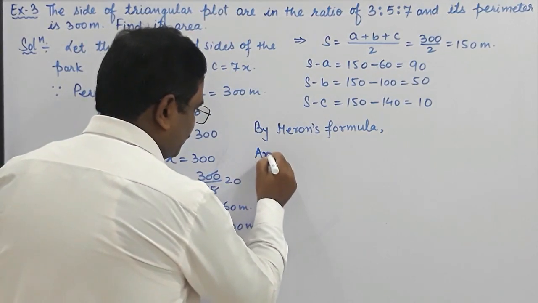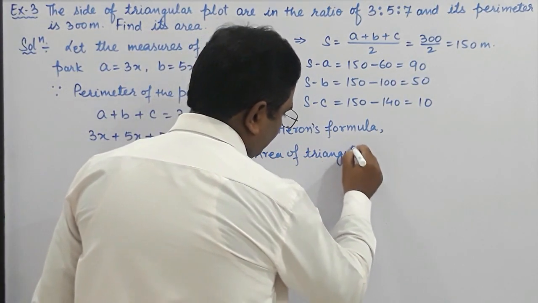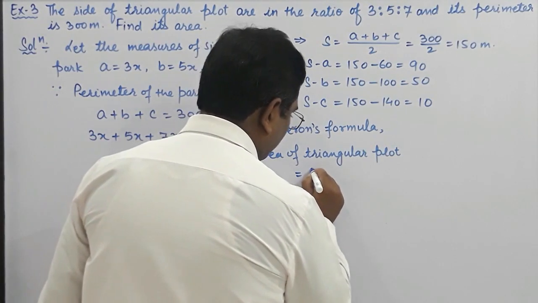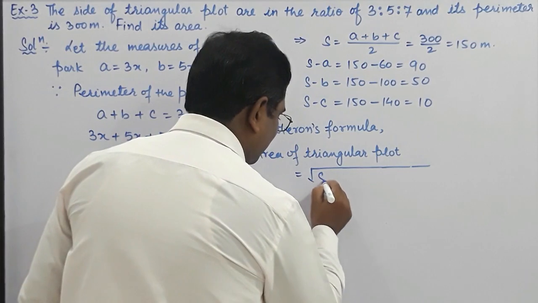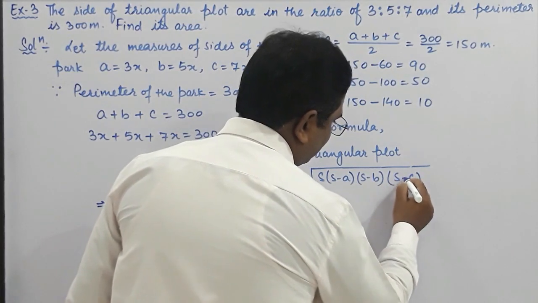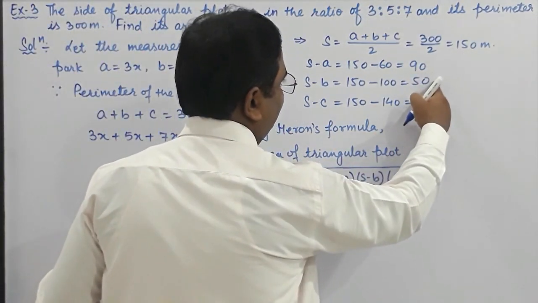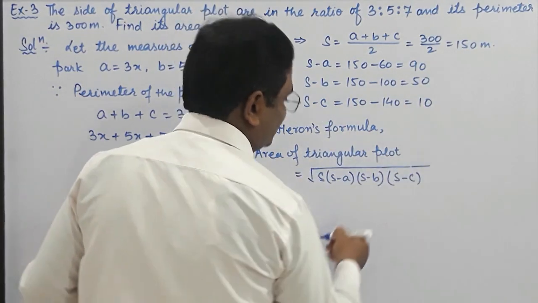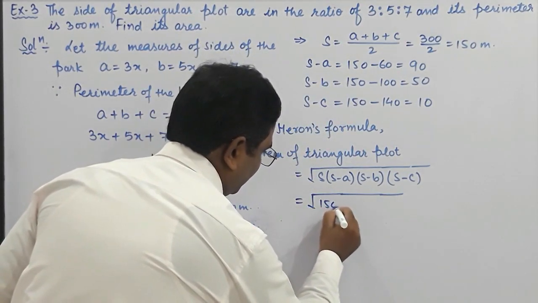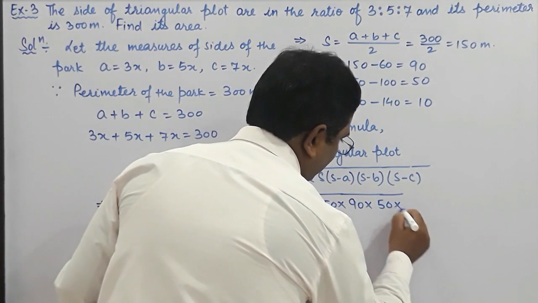the area of the triangular plot is equal to the square root of s into s minus a into s minus b into s minus c. Now let's substitute all the values. The value of s is 150, s minus a is 90, s minus b is 50 and s minus c is 10. Therefore 150 into 90 into 50 into 10, right?